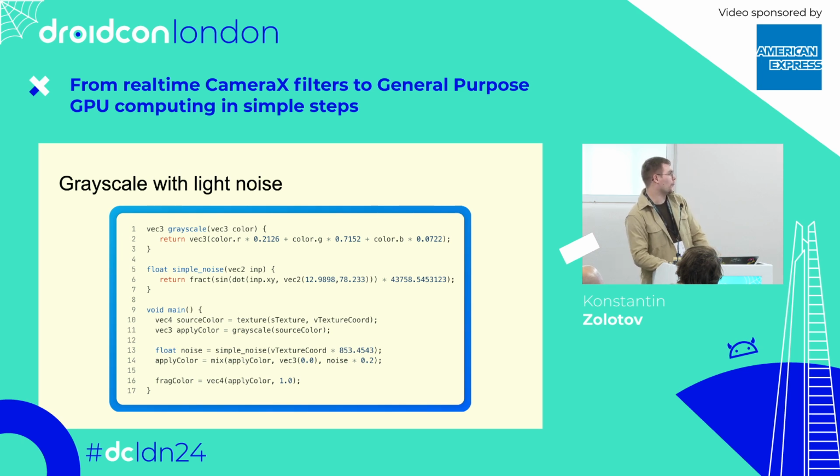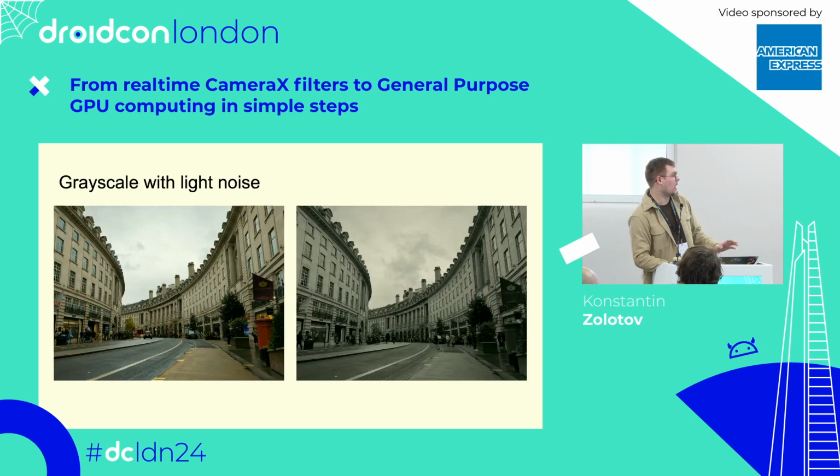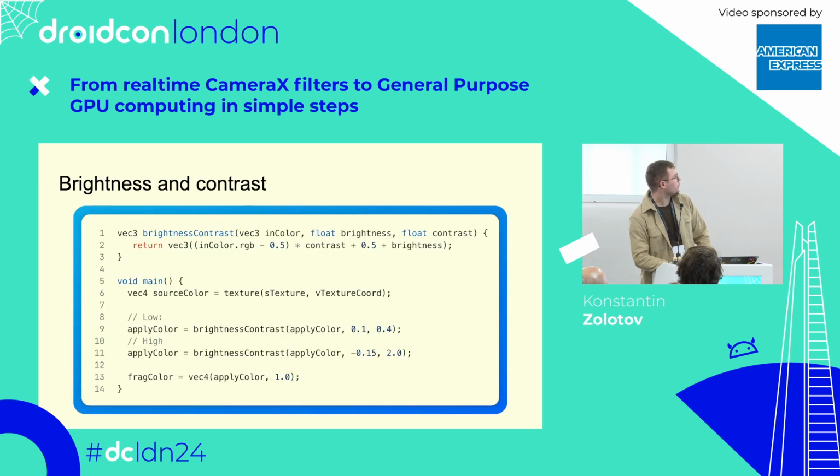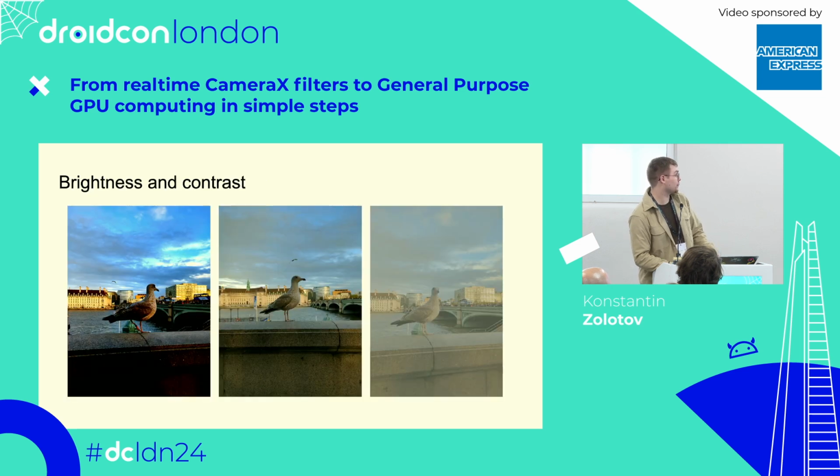So we can apply some sort of noise to a grayscale image. I'm not sure if you can see it here, but in the comparison, on the right image, you see that there is some small noise. Additionally, it's easy to implement literally any transformations you have in Photoshop or other image editors, for instance, brightness and contrast. And it will look like this.